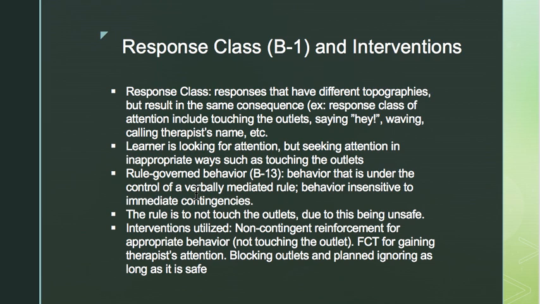So then we moved to interventions and started implementing non-contingent reinforcement for appropriate behavior. So essentially, every time he wasn't touching the outlet. We also used functional communication training for gaining the therapist's attention. So we implemented him tapping on his therapist's shoulder or also saying his therapist's name.